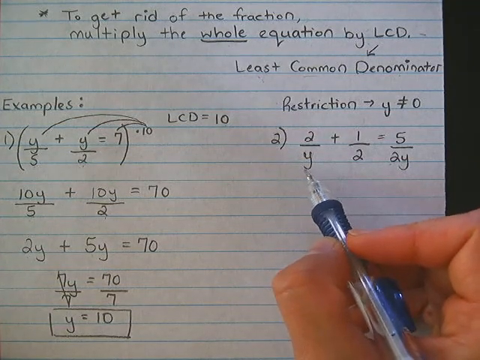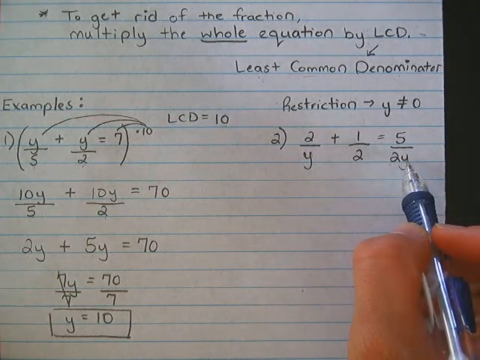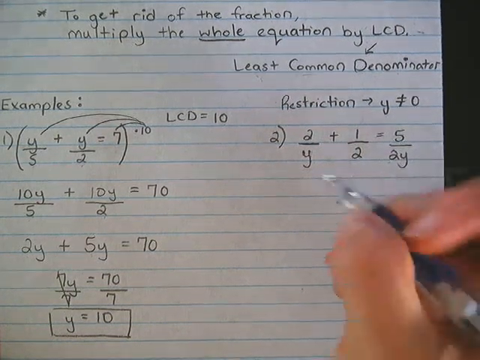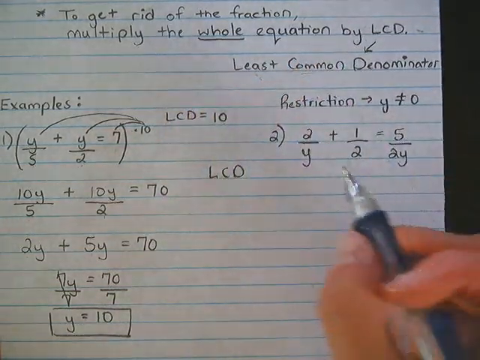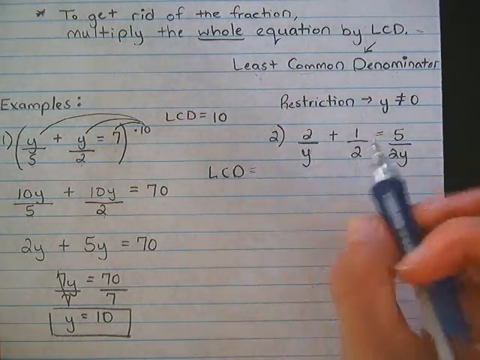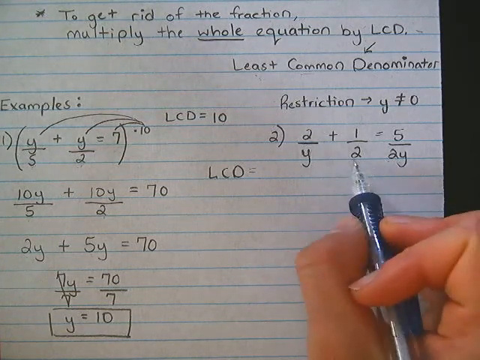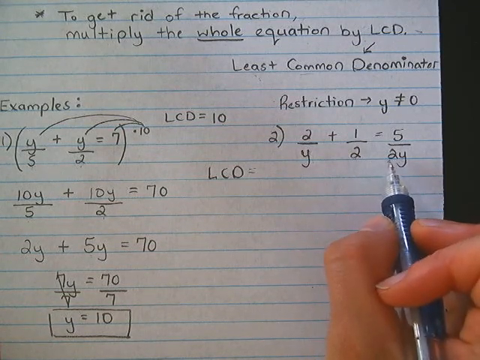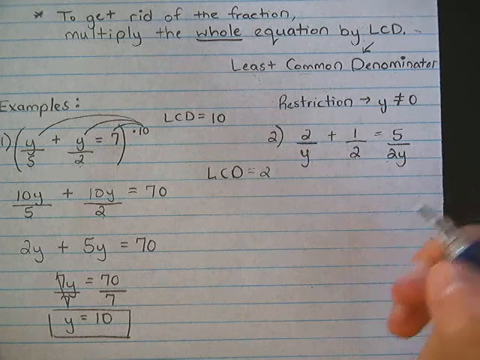And so when you have variables, you just have to look at what variables they have, and you have to include that in your LCD, or your least common denominator. So I just write it to the side here. Notice number-wise, you've got a 2 and a 2. So since they're the same, what's the smallest number that 2 will go into? Well, that would be 2. So that has to be part of your common denominator.